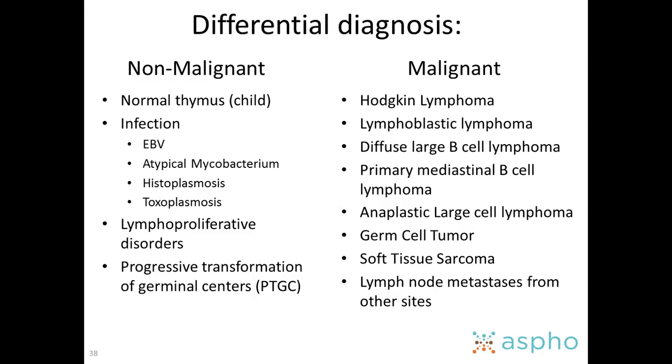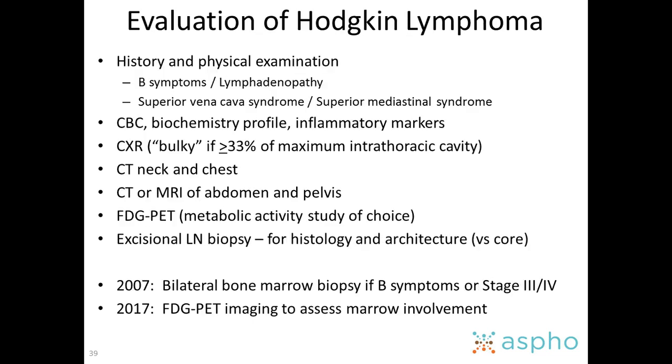Okay, so the point is the differential diagnosis for a mediastinal mass has a number of non-malignant conditions, including some very benign things like a thymus, but also a bunch of malignant ones, some of which are lymphoma and many of which are not. So keep these in your thought process for a differential.